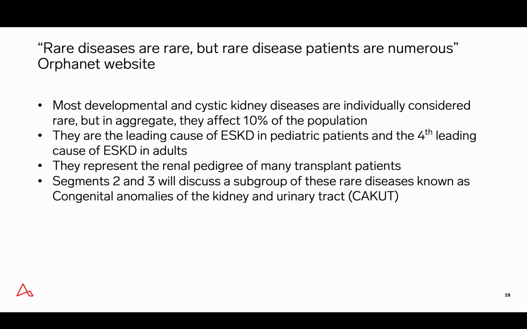And I will conclude with a quote from the Orphanet website, which is a website of rare diseases. On that site, they state, rare diseases are rare, but rare disease patients are numerous. And evidence for that is that although individually most developmental and cystic kidney diseases are considered rare, in aggregate, they affect about 10% of the population. They are the leading cause of end-stage pediatric renal disease, and the 4th leading cause of end-stage kidney disease in adults, and therefore they represent the renal pedigree of many renal transplant patients.